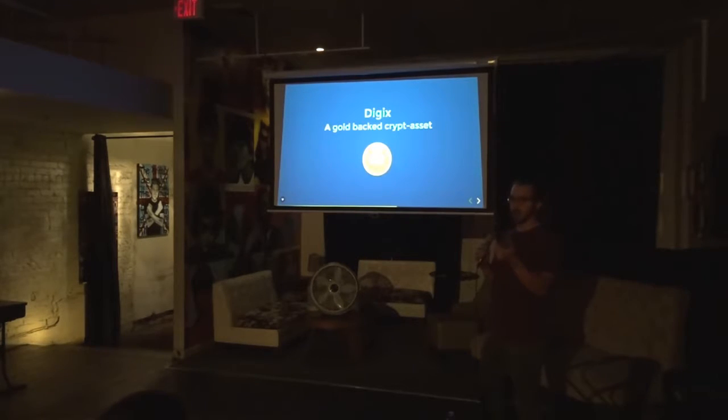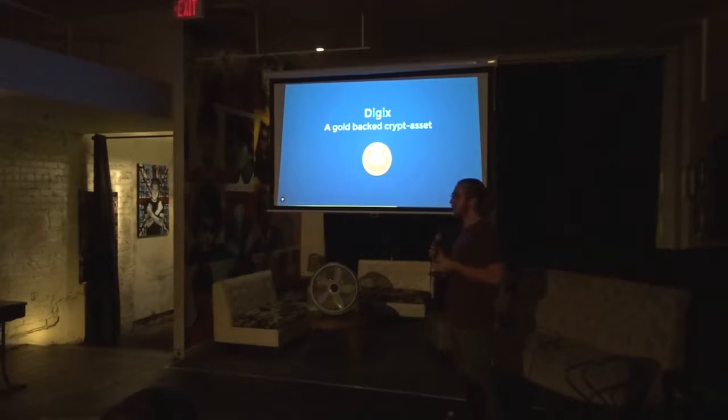There is a little bit of trust. Obviously, we have to trust that this company exists. We have to trust that they have the gold. But assume that you have done due diligence and you do trust this company. You now have a cryptographic asset that can be traded on the blockchain, similar to Bitcoin.